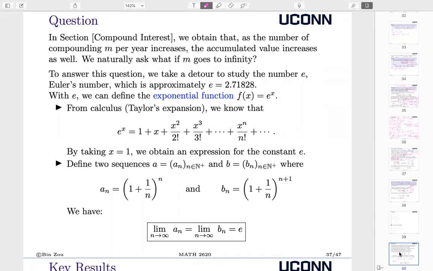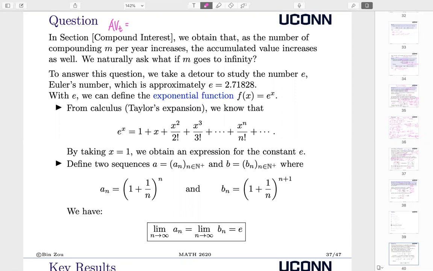So here, let's start with the question, okay? We know when the compounding frequency m increases, the accumulated value increases as well. So a natural question is, what will we be getting if m goes to infinity? To answer this question, we need to look at the formula. So let me write it down here.